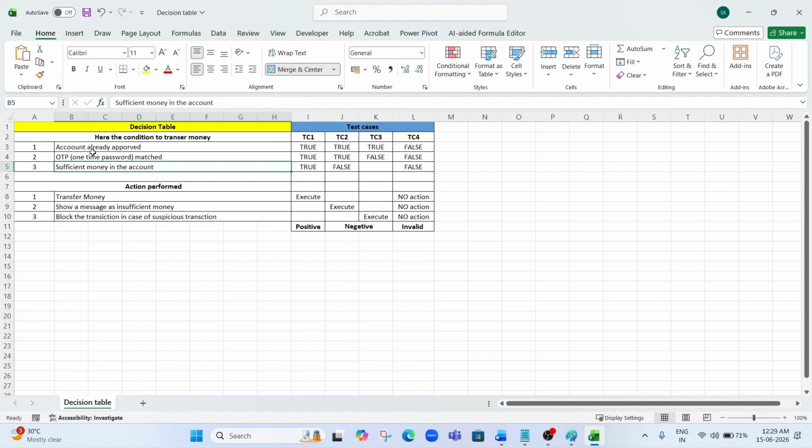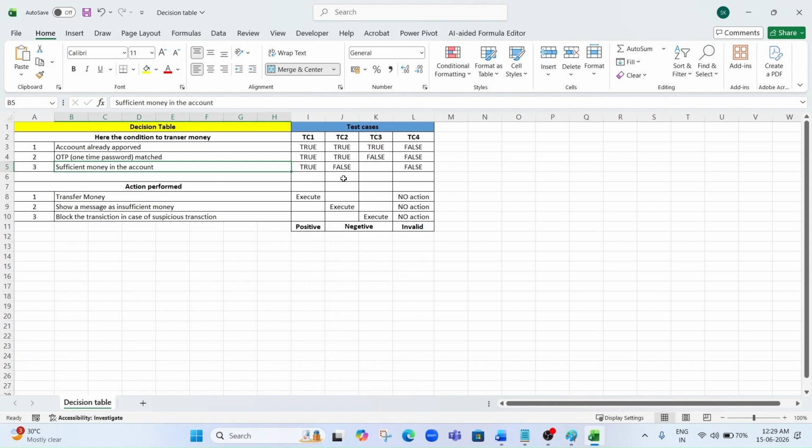So see, let us execute these test cases. All: account already approved, true. One time password match, correct. So the account is already approved, the OTP is matched, and there is sufficient money in this account. We have enough balance to transfer the money. So the first action will be performed. Money will be transferred from one account to another account, which means the positive test case is covered.